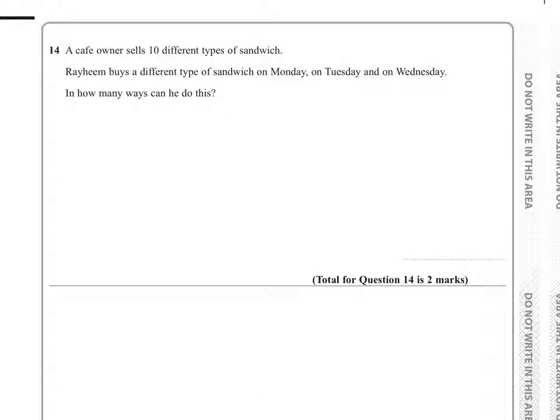Question 14. A cafe owner sells 10 different types of sandwich. Raheem buys a different type of sandwich on Monday, Tuesday, and on Wednesday. So a different type. In how many ways can he do this? Well, there would be 10 ways of choosing the first type of sandwich, wouldn't there? And then once you'd chosen one of those, there'd only be 9 ways for Tuesday's sandwich, and then as you've already chosen to make it different, you'd only have 8 choices for the third.